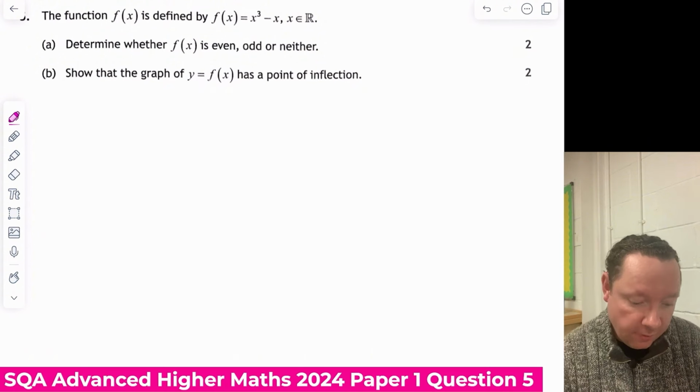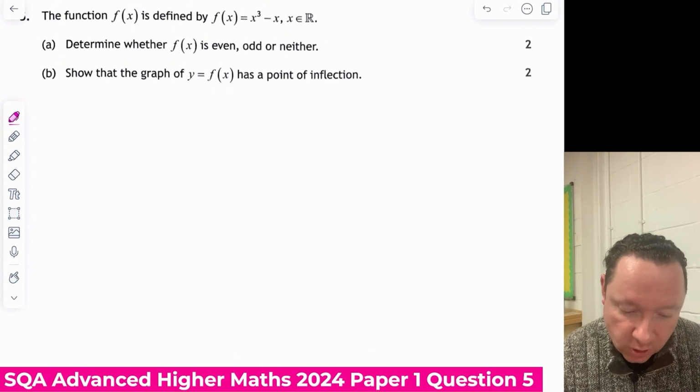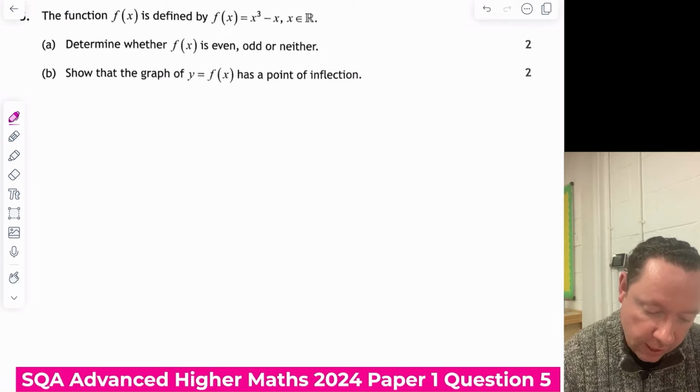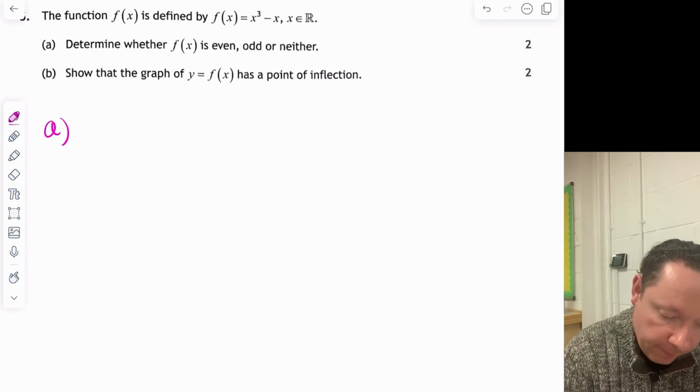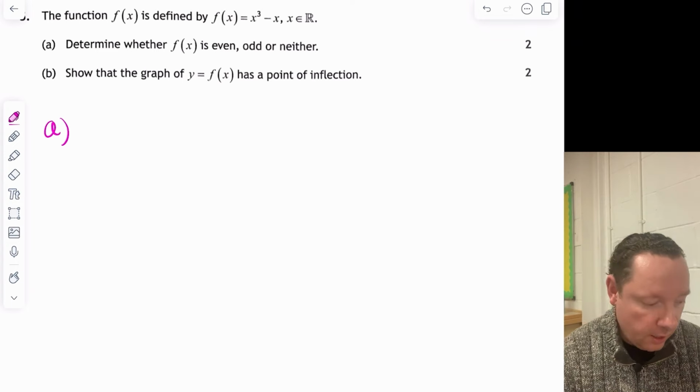Paper 1, question 5. A function is defined as f of x equals x cubed minus x. Determine whether it's odd, even, or neither, and then show that it's got a point of inflection.